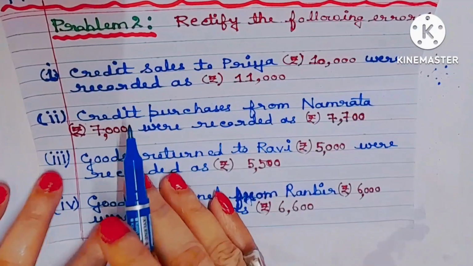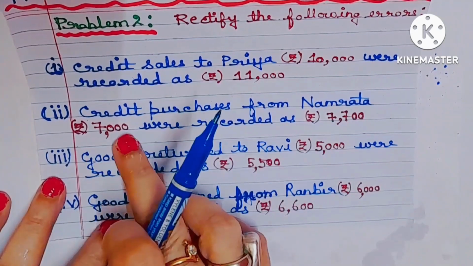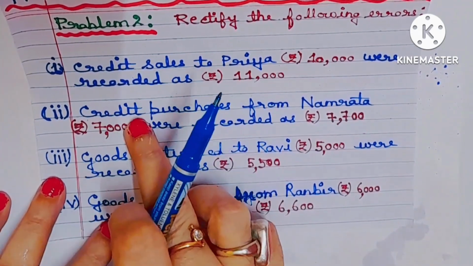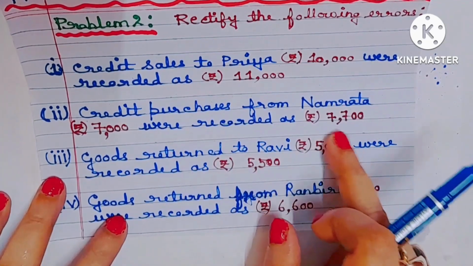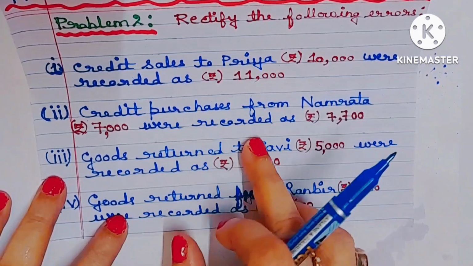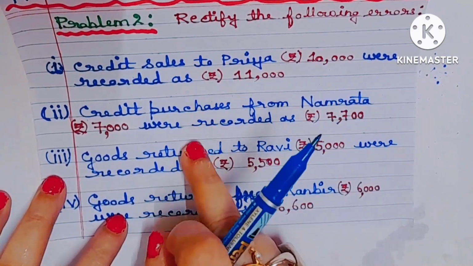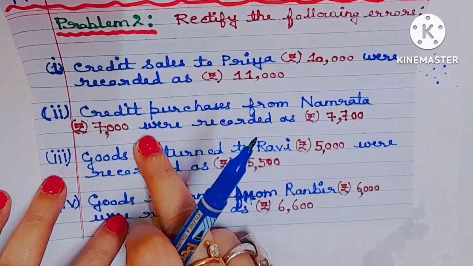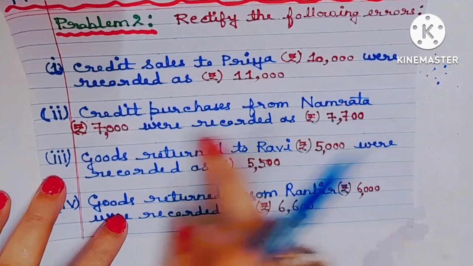Understood? Now what is the second transaction? Credit purchases from Namrata rupees 7000. Till here is the correct part. And what is the wrong part? Wo recorded as rupees 7700. So this is the wrong part. So what will be the correct entry? Credit purchases from Namrata. So purchases account debit to Namrata account 7000. This is the correct entry. Purchases account debit to Namrata account 7000.